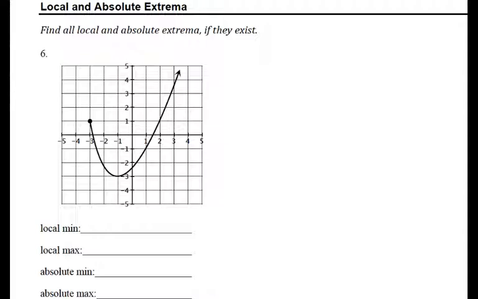Let's get some practice now finding local and absolute extrema on this graph. Pause the video if you would like to try it yourself before seeing how this works out.